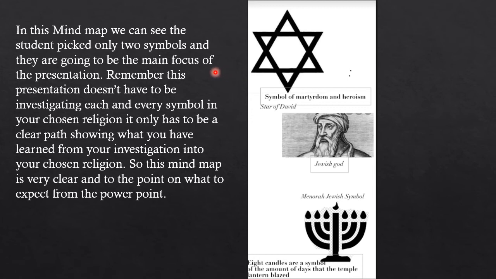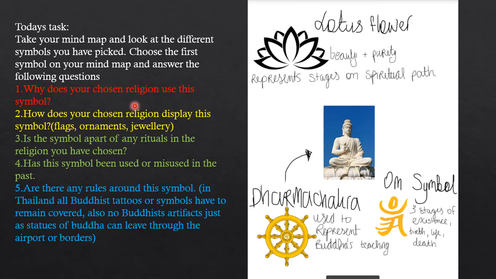Here we see the Jewish religion and the different symbols outlined clearly on the mind map, and it's clear to see where the student is going to bring their PowerPoint, and it says everything it needs to say. Right, so for the last slide here, we're just going to take a look at today's task. I just popped up one of the other mind maps here. It's a really interesting mind map. And excuse me, we're going to take a quick look at what today's task is.